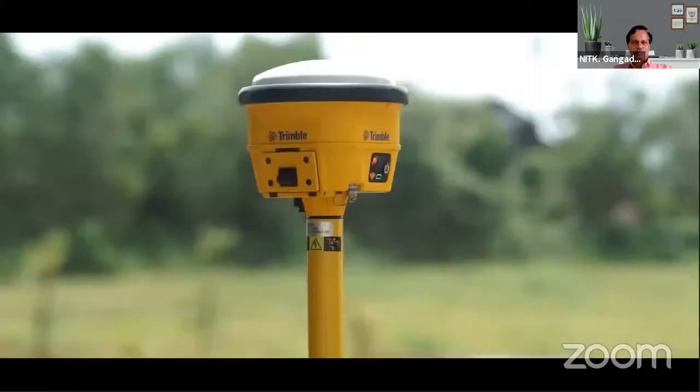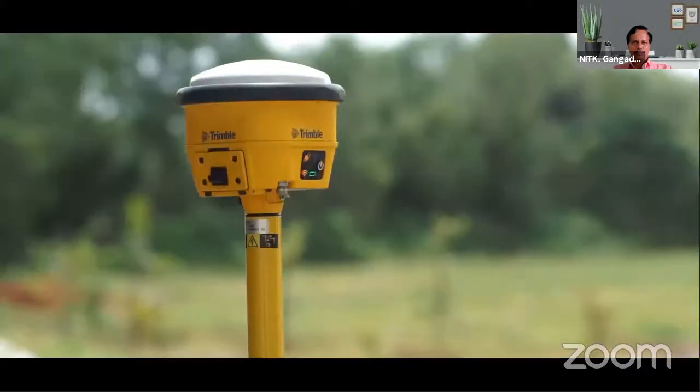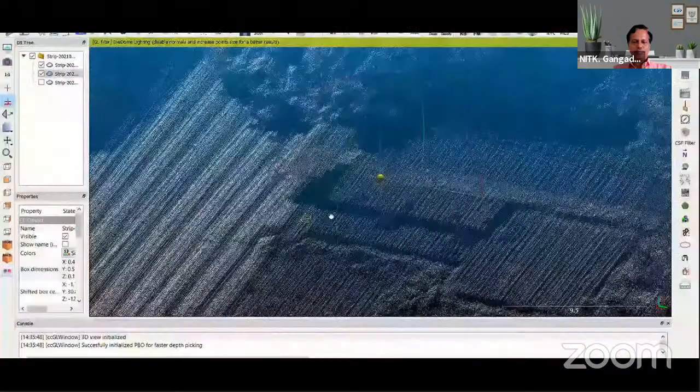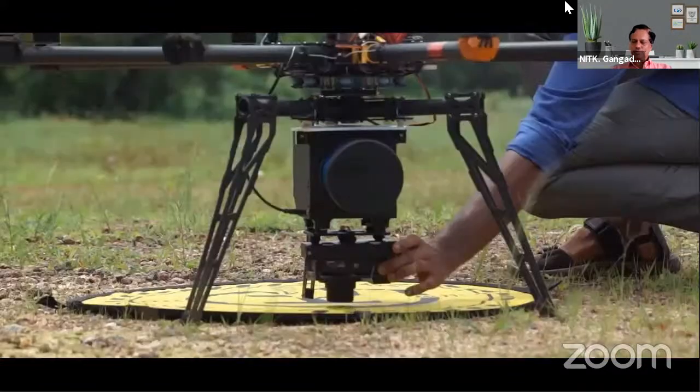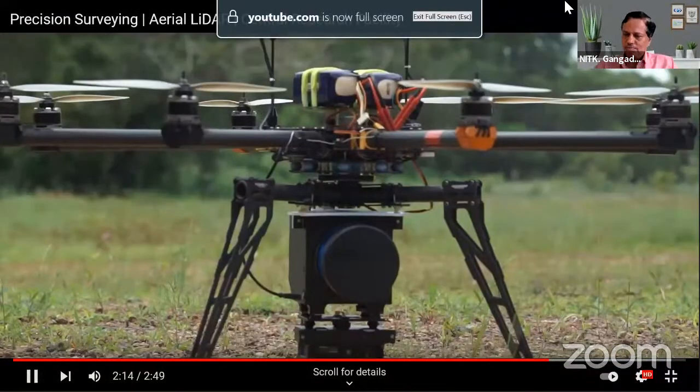Differential GPS was used for the georeferencing of the whole project for centimeter level accuracy of flight planning. Experts suggest LIDAR will be the basic building block for all future systems, and the future is here.